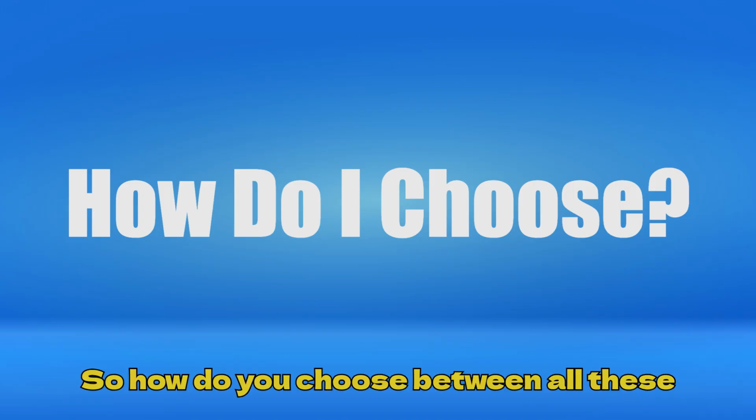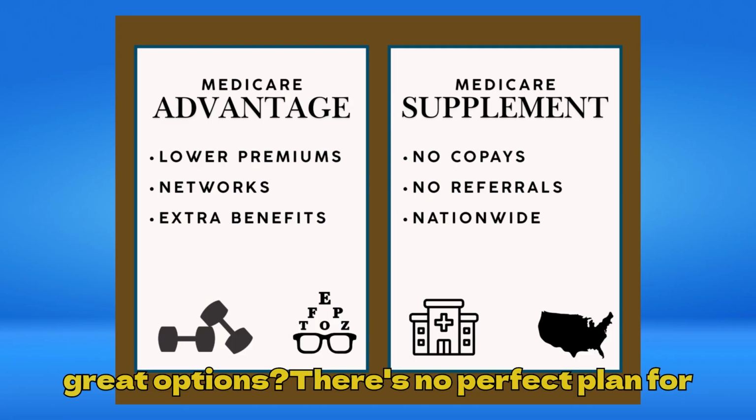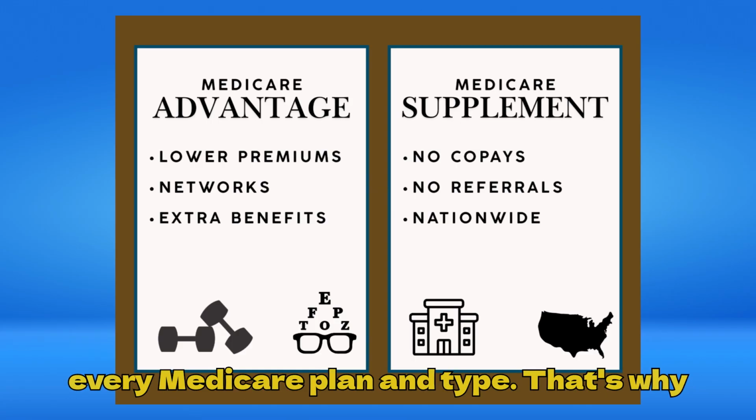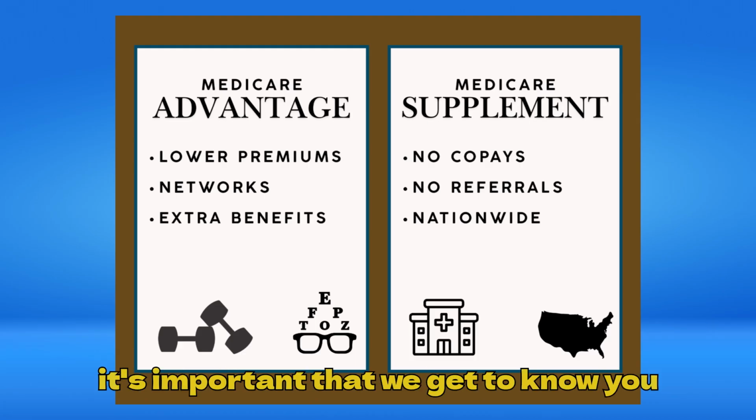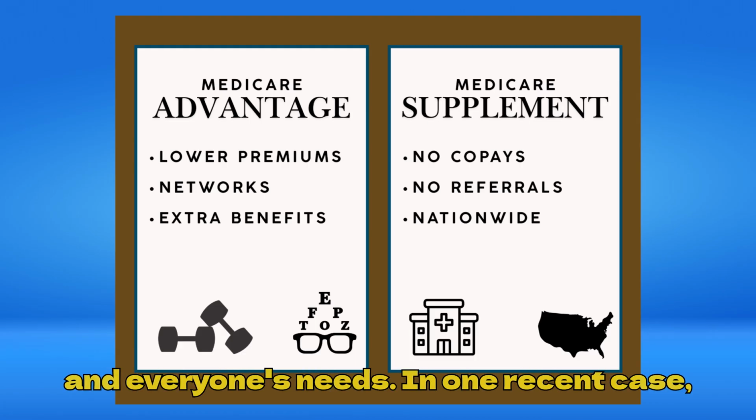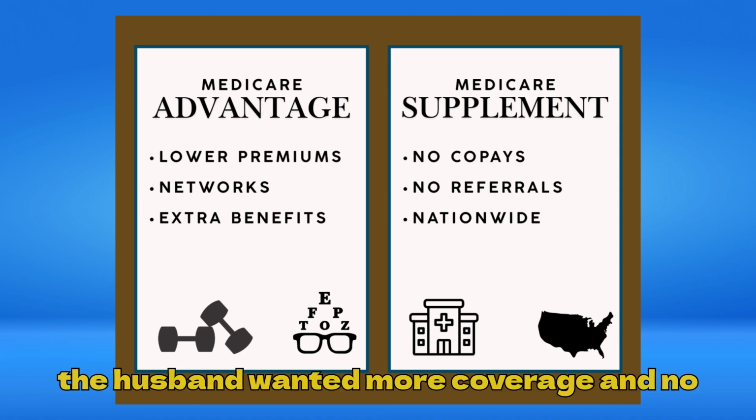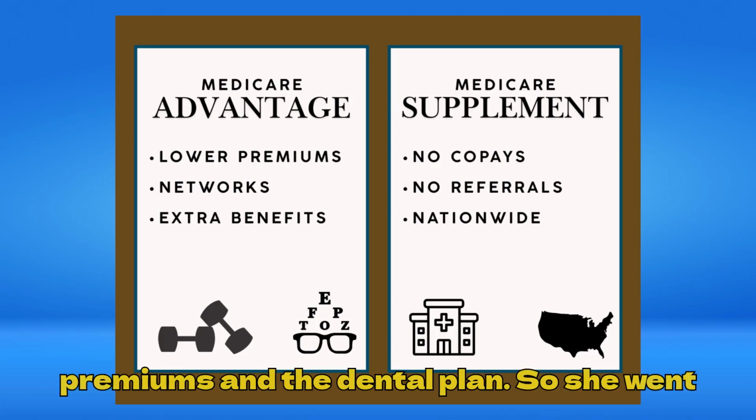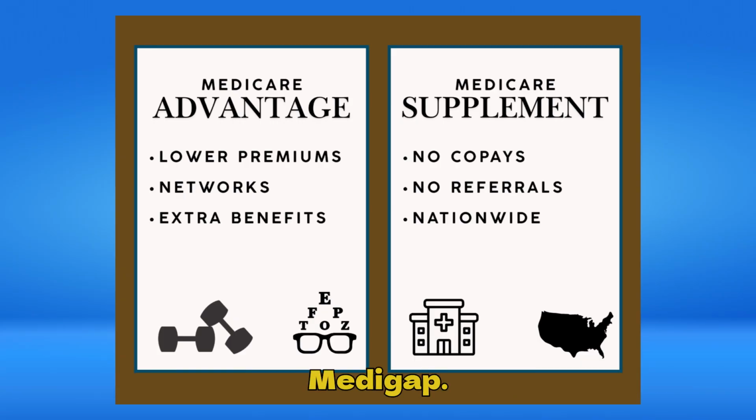So how do you choose between all these great options? There's no perfect plan for any family. There's pros and cons to every Medicare plan and type. That's why it's important that we get to know you and everyone's needs. In one recent case, the husband wanted more coverage and no referrals, while the wife liked the lower monthly premiums and the dental plan. So she went with the Advantage and he went with the Medigap.